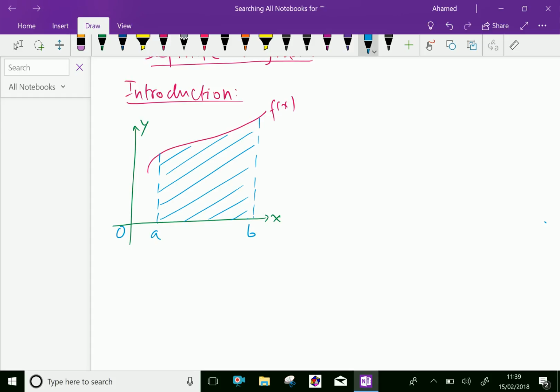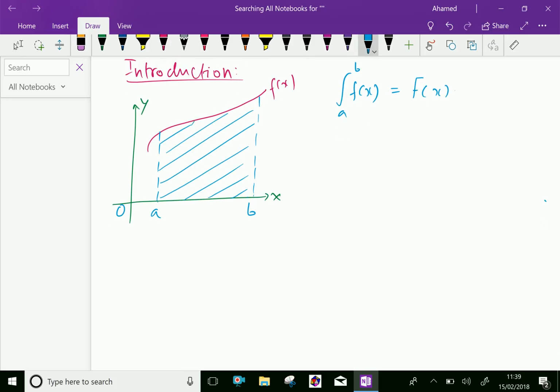Now we can see the integral of f of x with the limits of a to b gives the area; suppose the area is considered as F of x. Here, if you integrate this f of x within the limits a and b, it gives the area under the curve. Also, it's called a definite integral of the function with respect to the limits a and b.